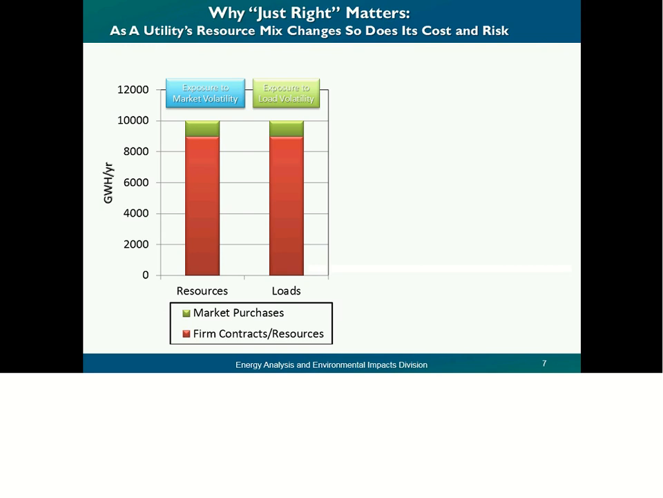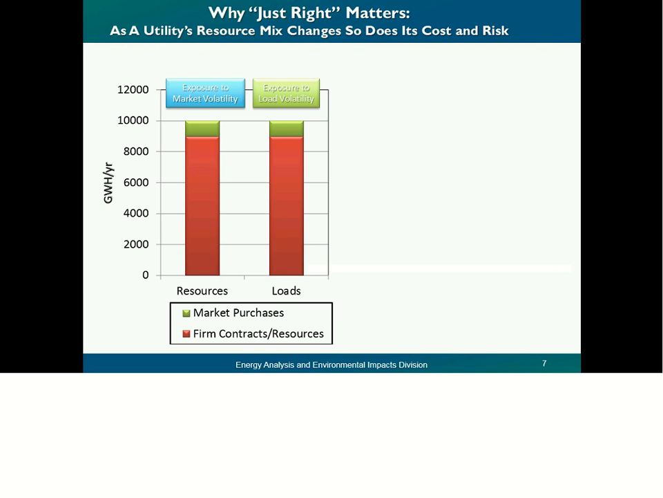On the other side, you've got loads that are there or not, depending on how good your load forecast is or how good the business cycle turns out to be. And your exposure to load volatility is important because you can overbuy or you can underbuy. So you've got these two have to be in balance with a little reserves.